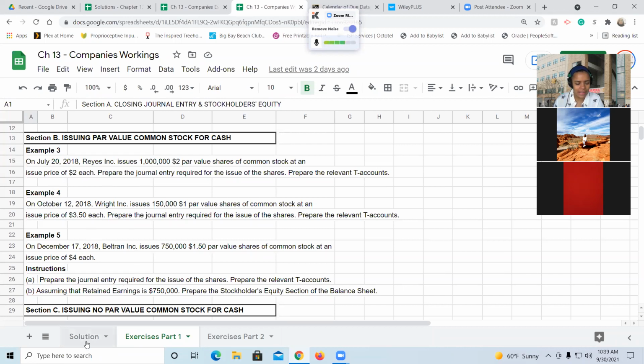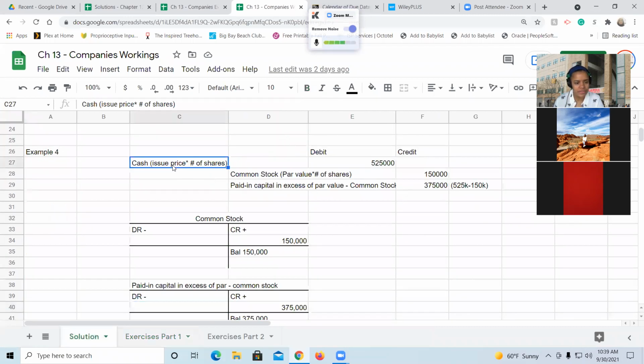So on this one, just to refresh our memories, cash is always the issue price. This is the price at which the stocks are being sold times the number of shares. So in this case, it was $3.50 times 150,000 shares. That's the rule around cash for a stock issuance. Common stock, on the other hand, is always going to be the par value times the number of shares. And if there's no par value, but there's a stated value, then it will be the stated value times the number of shares. So in this case, the par value was $1, so it's $1 times 150,000 shares.